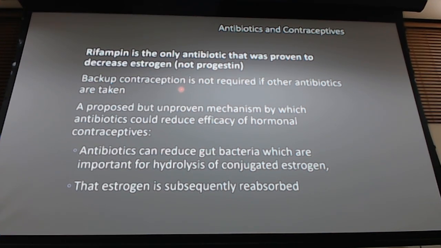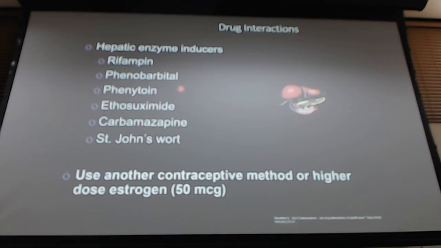So rifampin, remember, is the only thing that we were worried about. If you have them on a pop or a progestin IUD or implant, also not worried about it because it only interacts with the estrogen. So this is only if they were on a combined oral contraceptive that you would be worried about these interactions.